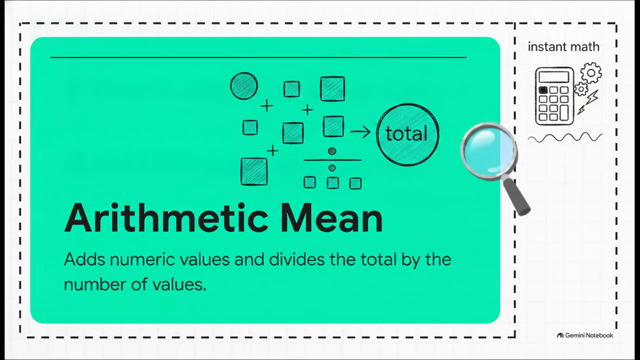So what's Excel actually doing behind the scenes? It's calculating the arithmetic mean. That's the technical term. Without you having to spell out two separate steps, Excel looks at the range you selected, automatically adds all the numeric values together to find a total, and then divides that total by the number of numeric values it found. It's just seamless, instant math.